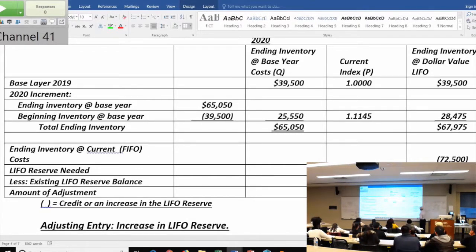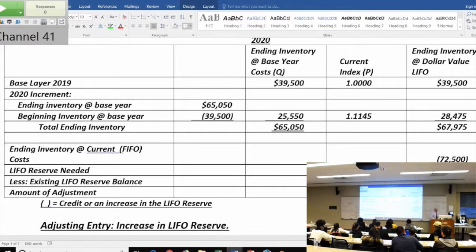If I subtract out the FIFO or the current cost, that's the reserve I need. That's what you might call a target balance. That's my target balance. I look at the reserve, there's nothing in there, that's the adjustment. And I'm going to say a credit is the way I'm doing this. That's why I know that before when I had that on the board, the liquidation profit, I'm careful this time to show you that the brackets mean credit. I need a credit in there. So I've got to reduce inventory.